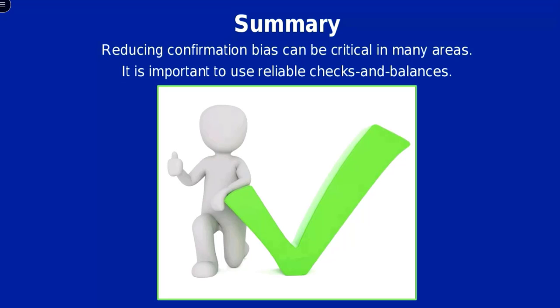So in summary, reducing confirmation bias is going to be critical in many areas, whether it's your personal or professional life. It's important to use reliable checks and balances to make sure that you have the best information at hand and you're the most successful in the project or task.